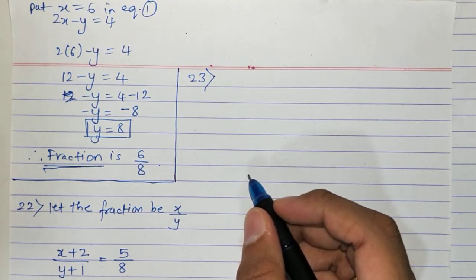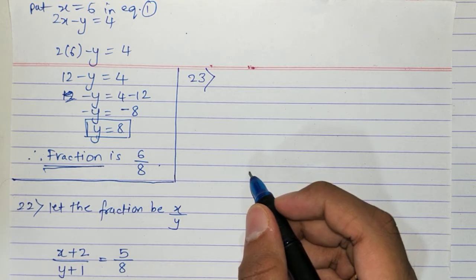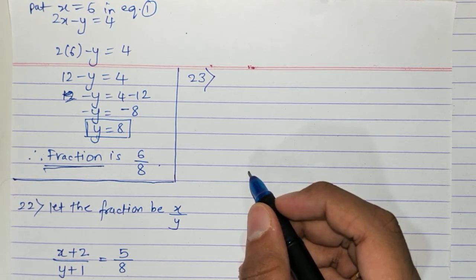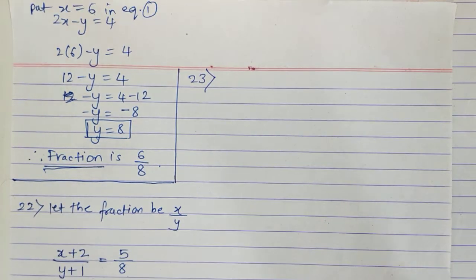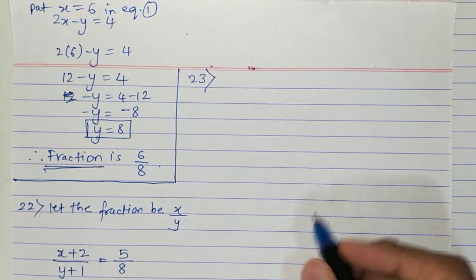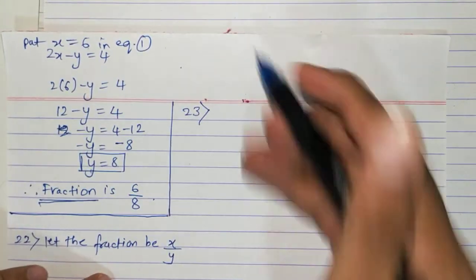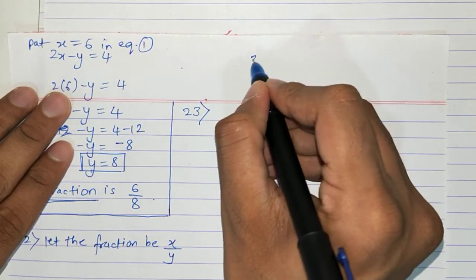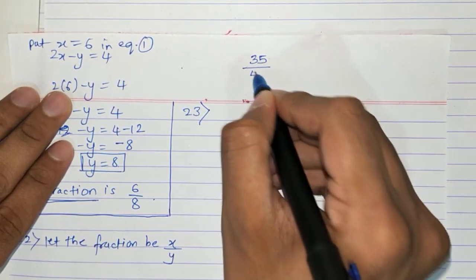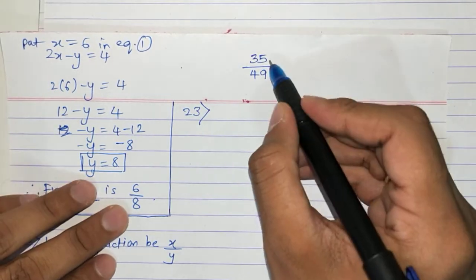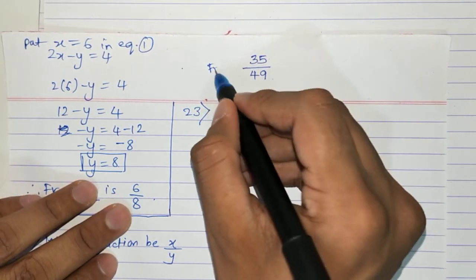Here they have told. See, I'll explain one thing here. If you have, like I gave an example before, 35 upon 49. This 35 upon 49 is called a fraction.